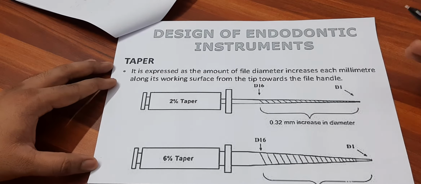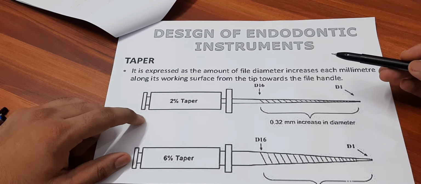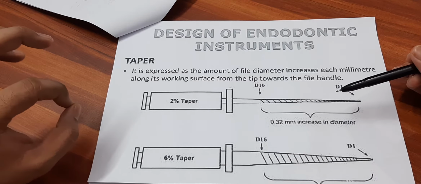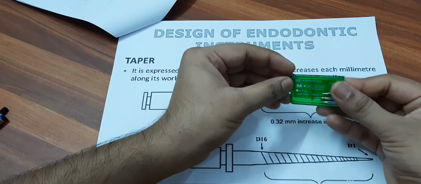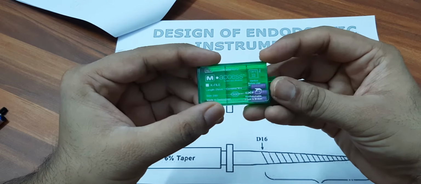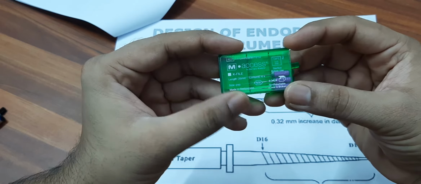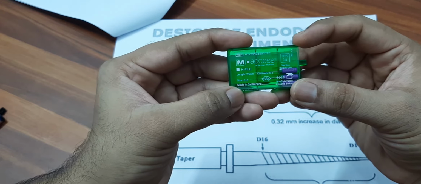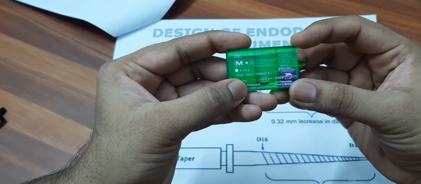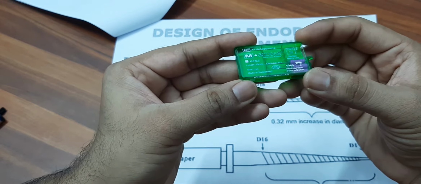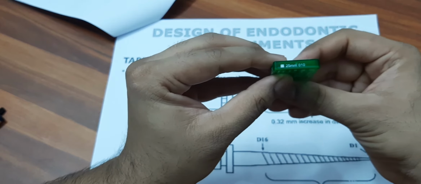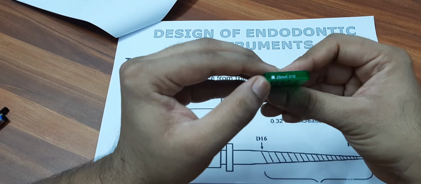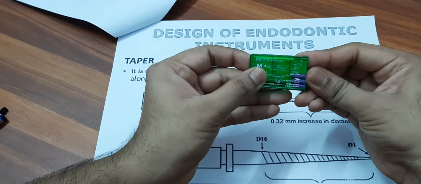K files that we usually use have a 2% taper. Every file system says that it is a 2% system. Let's see this: this is a box of K files, and it writes 25 mm followed by size 10, and it doesn't mark any 2%. But when we know that it is a K file, it is usually 2%. You would have also seen this square mark on the boxes of the files.